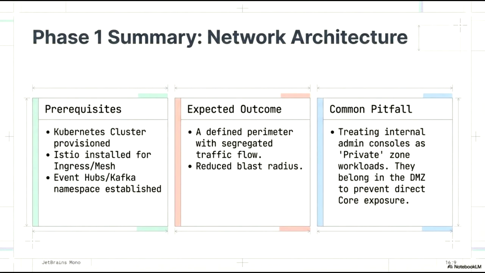To summarize the first phase of our network architecture implementation, we must first ensure several critical prerequisites are met. This includes having a Kubernetes cluster fully provisioned, Istio installed to manage ingress and service mesh traffic, and established namespaces for Event Hubs or Kafka. Our primary goal for this phase is to establish a clearly defined network perimeter with segregated traffic flows. By successfully implementing these boundaries, we significantly reduce the potential blast radius in the event of a security incident.